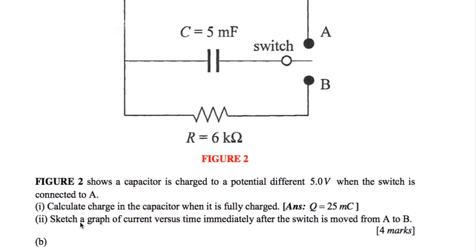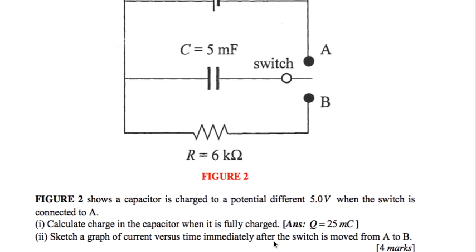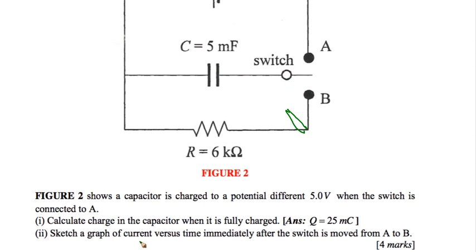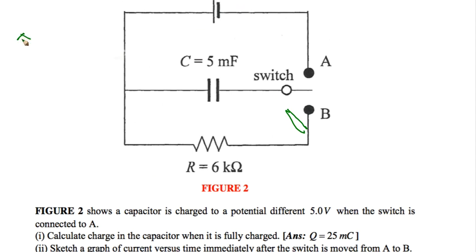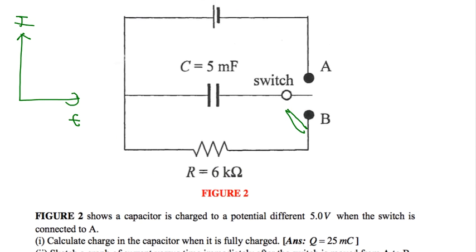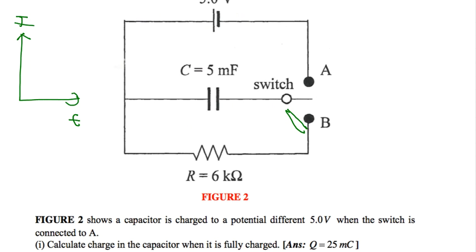And number 2, sketch a graph of current versus time immediately after the switch is moved to the B. So if you switch to the B, now this is a discharging process. If you plot the graph of current versus time for the discharging process, this is I versus time T. So the graph here is like this. This is I, and this is time T, meaning when the time increases, I decreases.